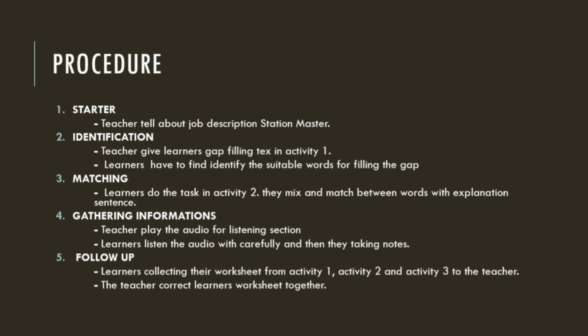In gathering information, the teacher plays the audio for the listening section. Learners listen to the audio carefully, and then they take notes. They write what they hear. And the next is the follow-up. In the follow-up, learners collect their worksheets from activity 1, activity 2, and activity 3 to the teacher. The teacher corrects the learners' worksheets together, and the procedure is finished.